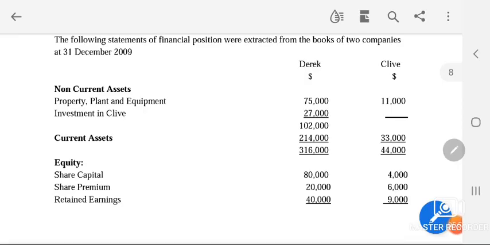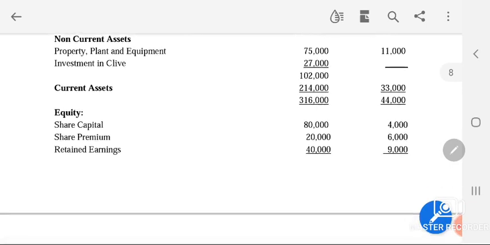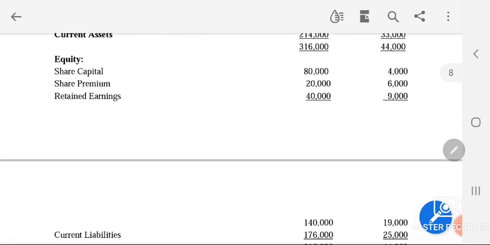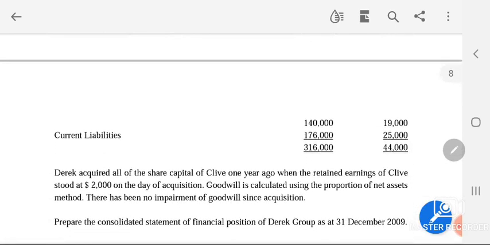They have told us that the following statements of financial position were extracted from the books of two companies at 31st December 2009. So we have the following, as you can see. Current assets. This is basically a financial statement given to you, specifically the statement of financial position. Like I was telling you, they might give you both the income statement or the statement of profit or loss, but in this case, since we're just doing the intro, we have something short to grasp the consolidation part.